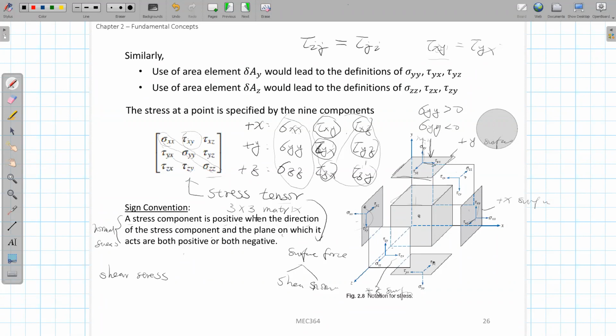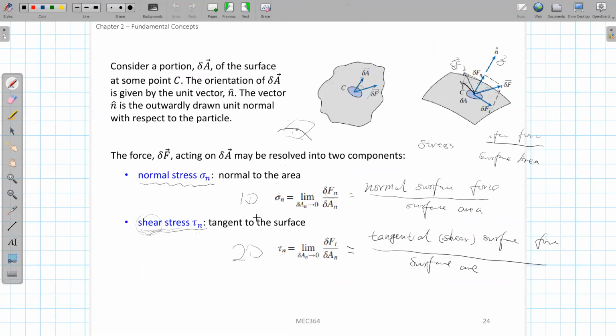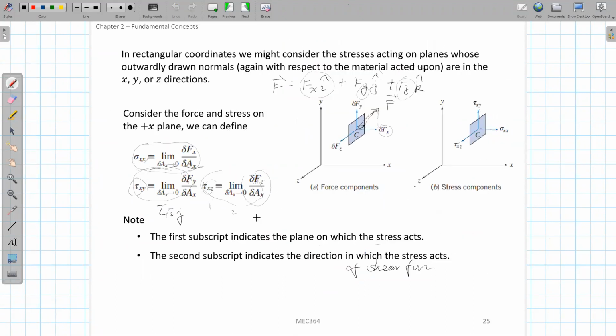Let me summarize this again, okay? So basically, the stress. First thing we need to know is that the stress is created by the surface force, not by the body force. Okay, so this is the first thing. And the second thing is, we know that the stress is not force, it is the force per unit area. The third thing is that the surface force can be decomposed into two directions, the normal direction and the shear direction. The normal direction will give you a normal force. The shear direction will give you the shear force.